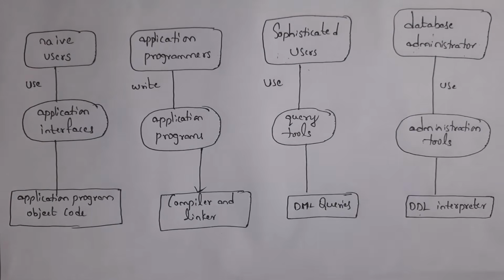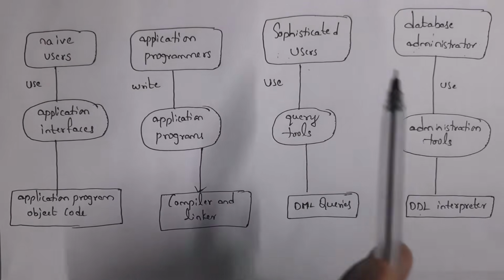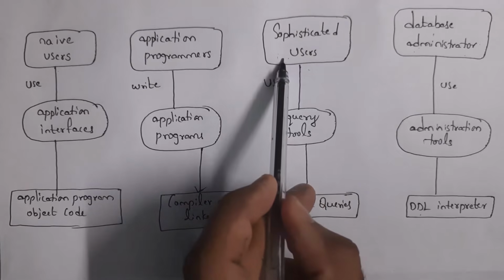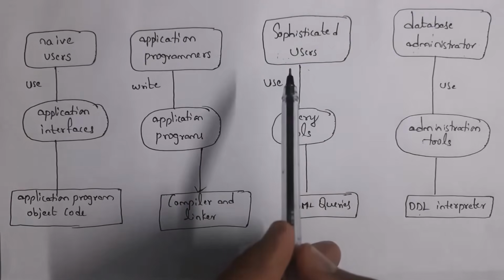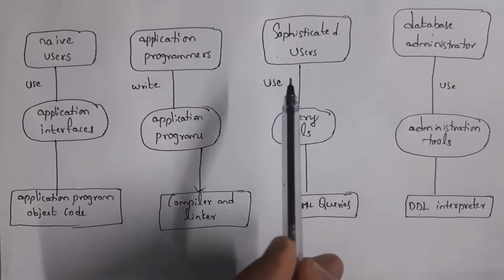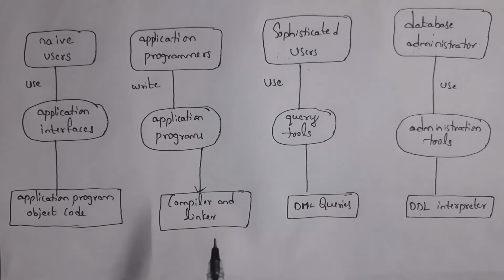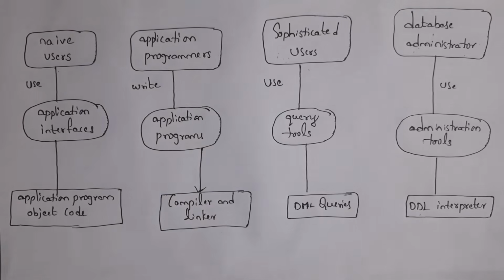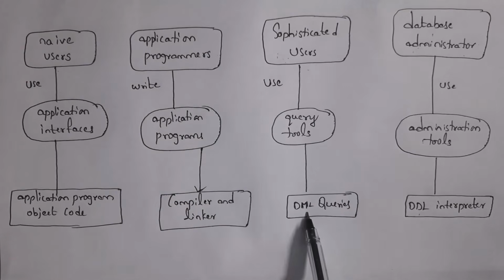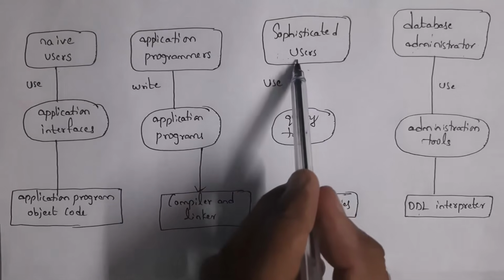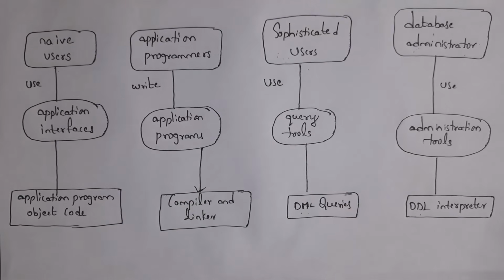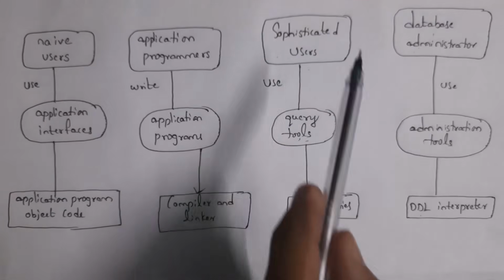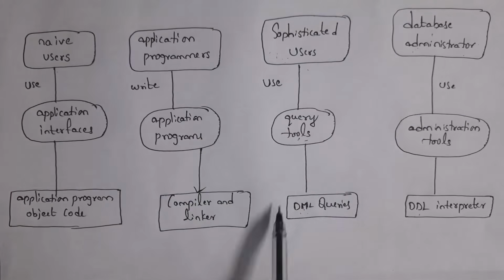Database administrators will just create the structure of the database. That is nothing but creating the database and creating tables inside the database. Whereas the sophisticated users will insert data, and also they will update data and they can also delete data. Inserting data, updating data and deleting data. All these operations are performed by sophisticated users. And in order to insert, update or delete data, these users must write data manipulation language queries. Sophisticated users, by using query tools, will write DML queries.